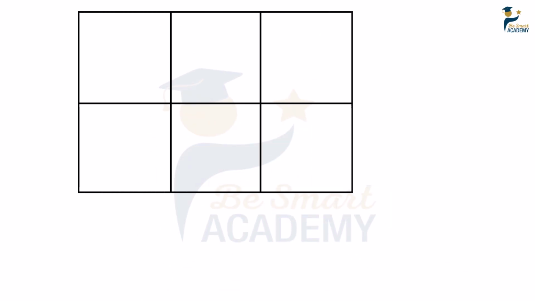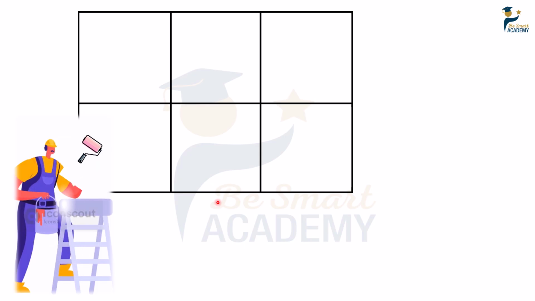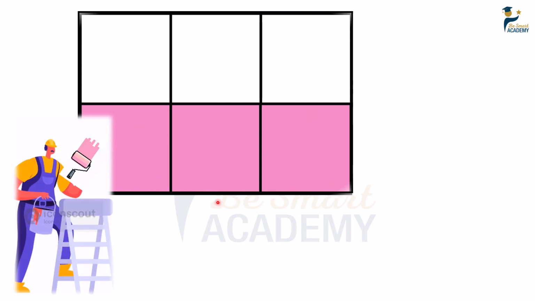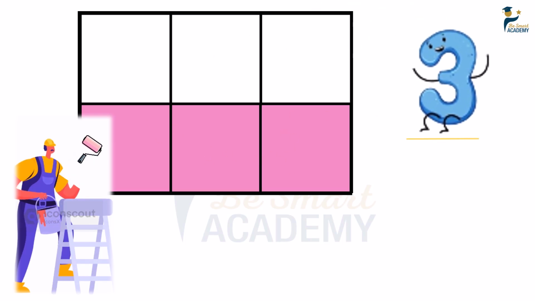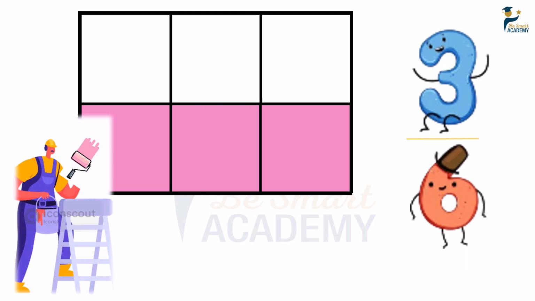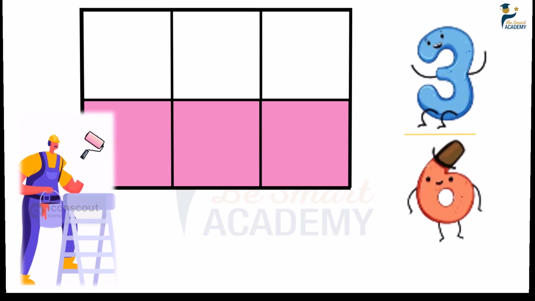Here we have a window and the window is divided into 1, 2, 3, 4, 5, 6, into 6 equal parts. And the painter here colors how many parts? He colors 3 out of the 6. So it's 3 over the total, which is 6.